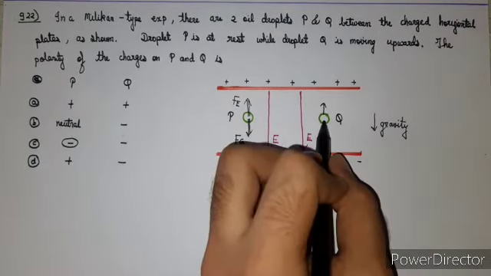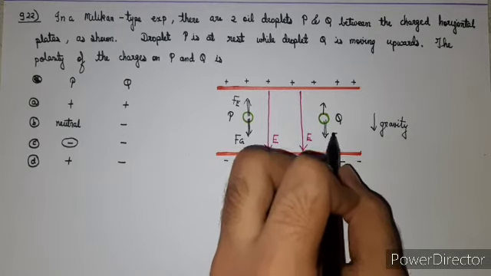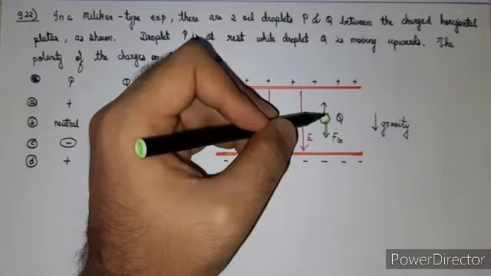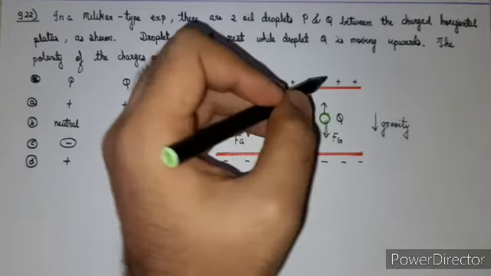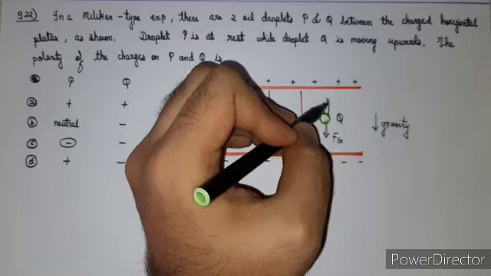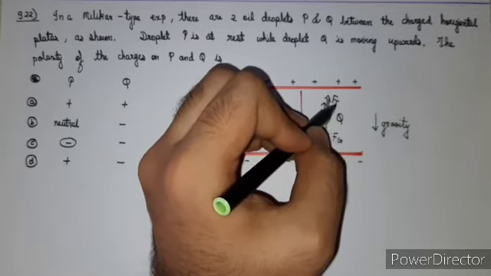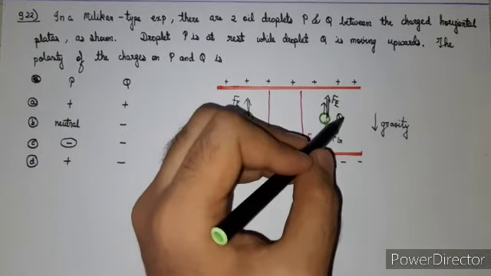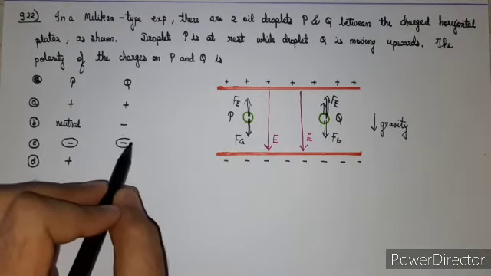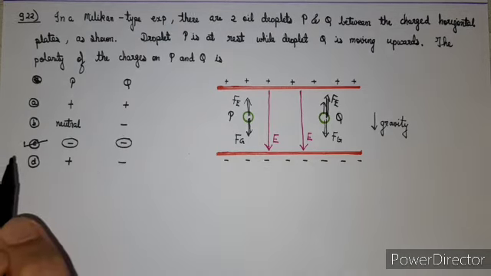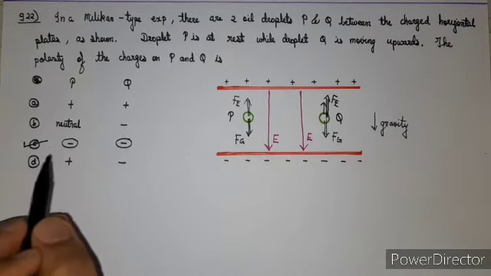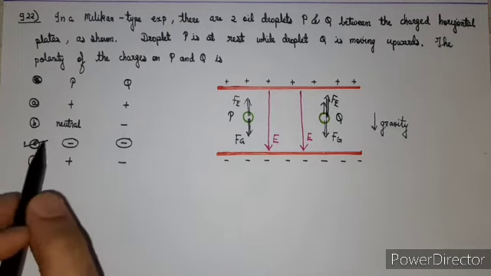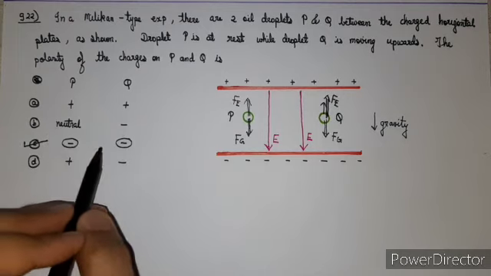Similarly, the first force acting on charge Q will be the force of gravity, acting vertically downwards. But since the droplet Q is moving upwards, the electrostatic force acting on it should be vertically upwards, and this is only possible when charge Q is also negatively charged. So it is a very short and conceptual problem, and the answer is option C: both particles P and Q are negatively charged.